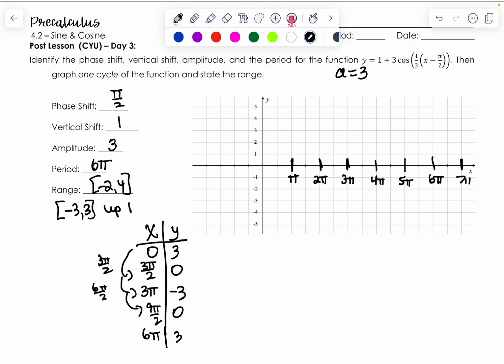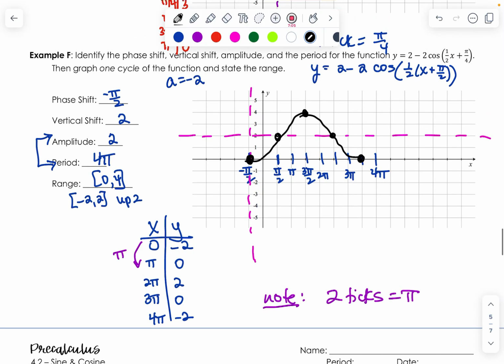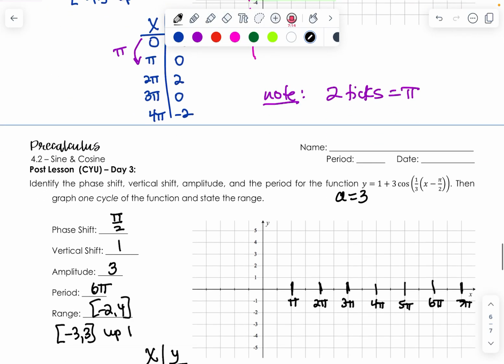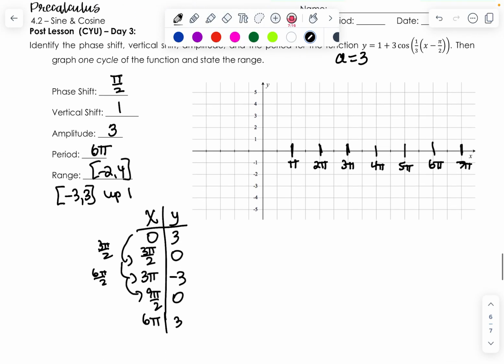And let's just keep going, and let me go back up. Alrighty, I missed this one right here. This one is 5 pi over 2. Sorry about that, to double check myself. All right, so here we go. I'm going to do a phase shift of pi over 2. I have a vertical shift of 1.